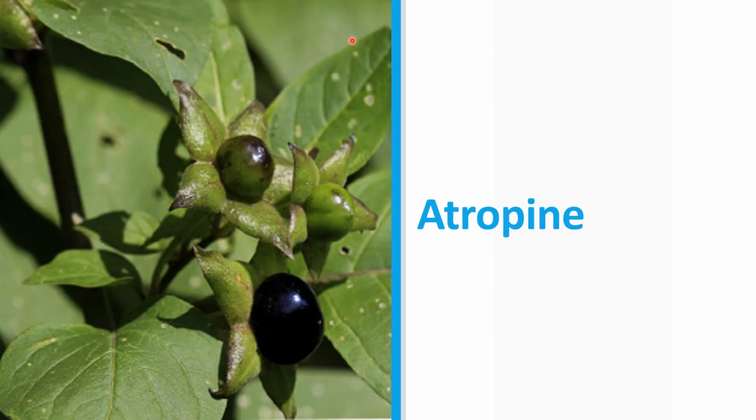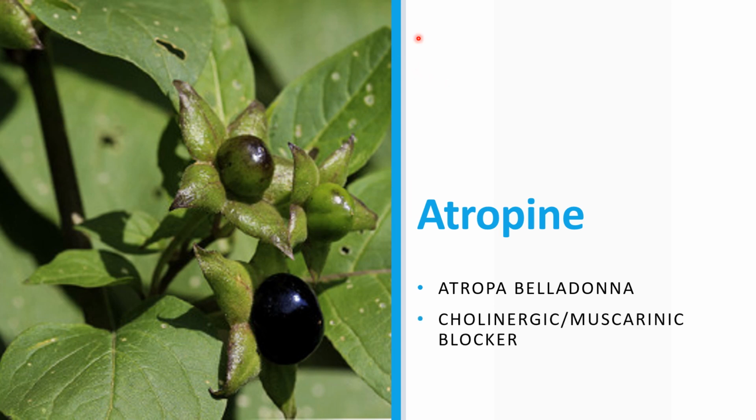The first is atropine. The source of atropine is the plant Atropa belladonna, and its pharmacological action is cholinergic and muscarinic blocker. Cholinergic drug: any of the various drugs that inhibit, enhance, or mimic the action of the neurotransmitter acetylcholine, the primary transmitter of nerve impulses within the parasympathetic nervous system.